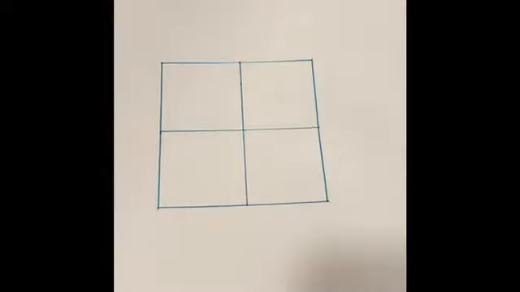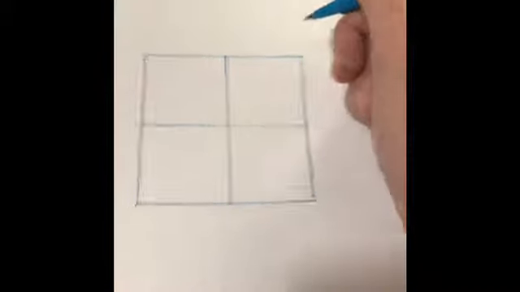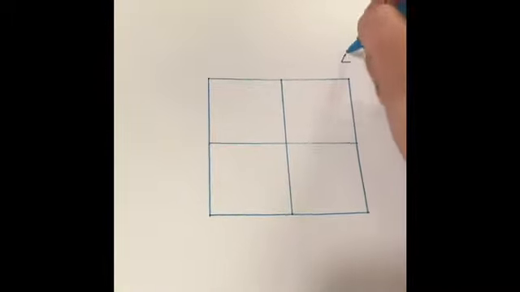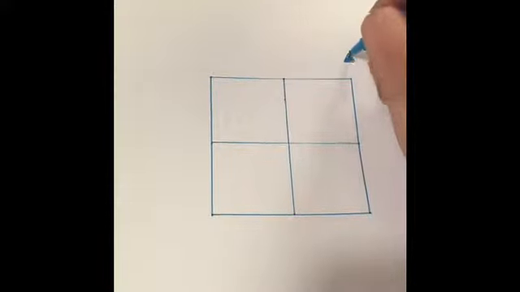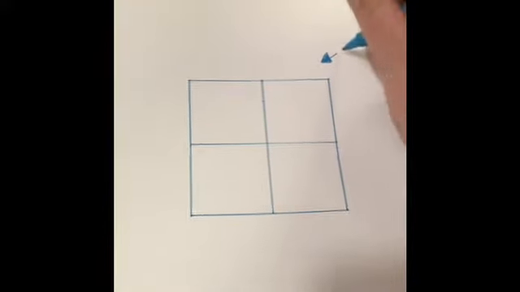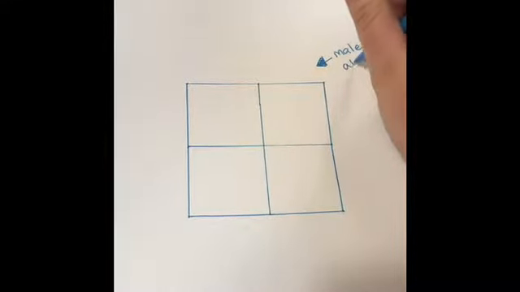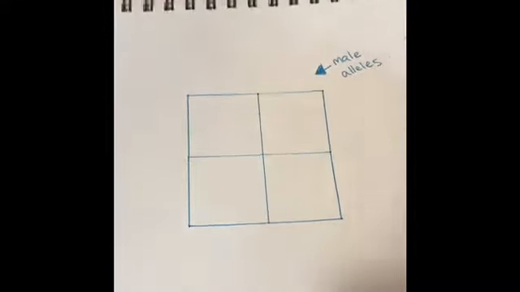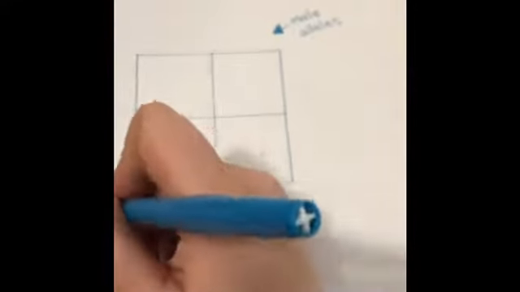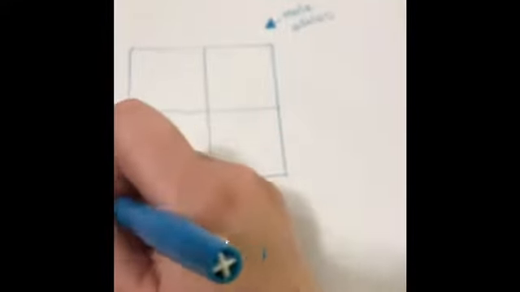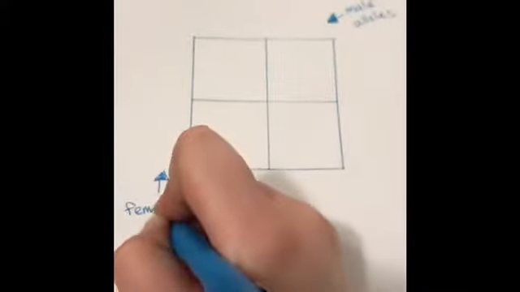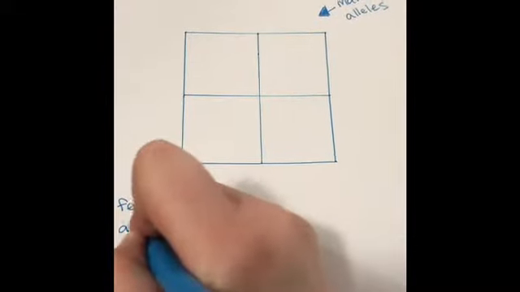Okay, so when setting up your Punnett square, there's a few things you have to remember. So on top, you always put your male alleles, and on the left side you always put your female alleles.